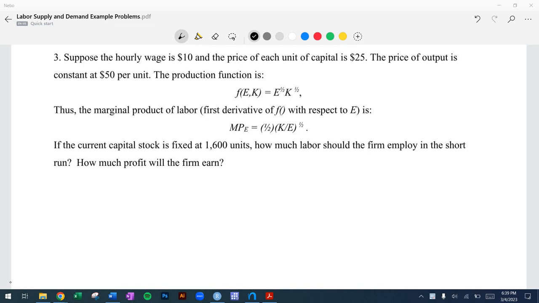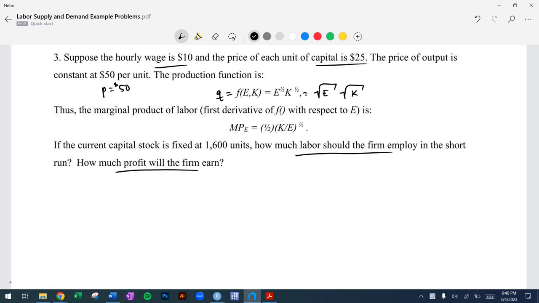Hi everybody, welcome back. In this video we're going to be looking at a multi-part question from the labor demand side, to ultimately look at how much labor a firm should hire, how many workers, and what will their profit be given all of this setup. So we have a wage, a rental rate of capital, output price, and then the production function here, which will determine quantity produced. We could also write that as the square root of employment times the square root of capital.